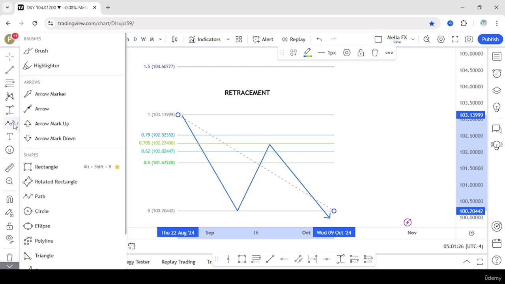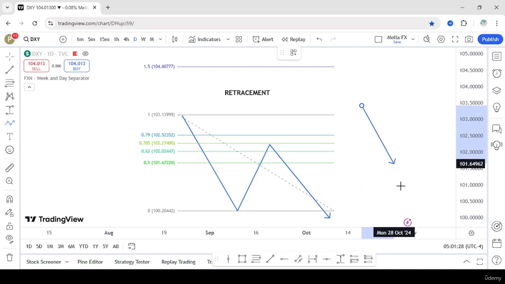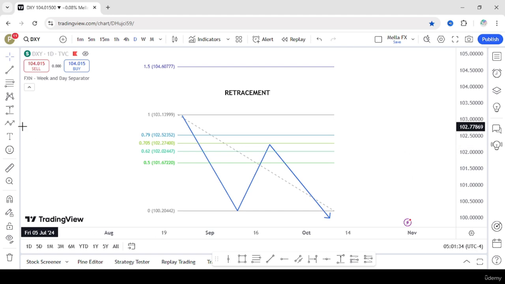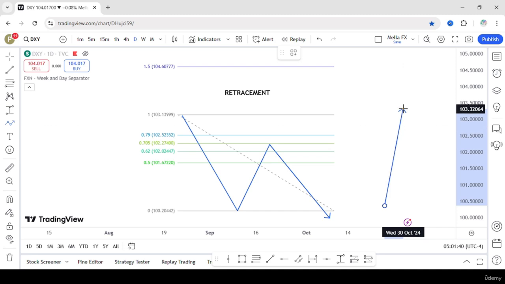and below if we are buying, that is. So for instance, I should have drawn it the other way around.